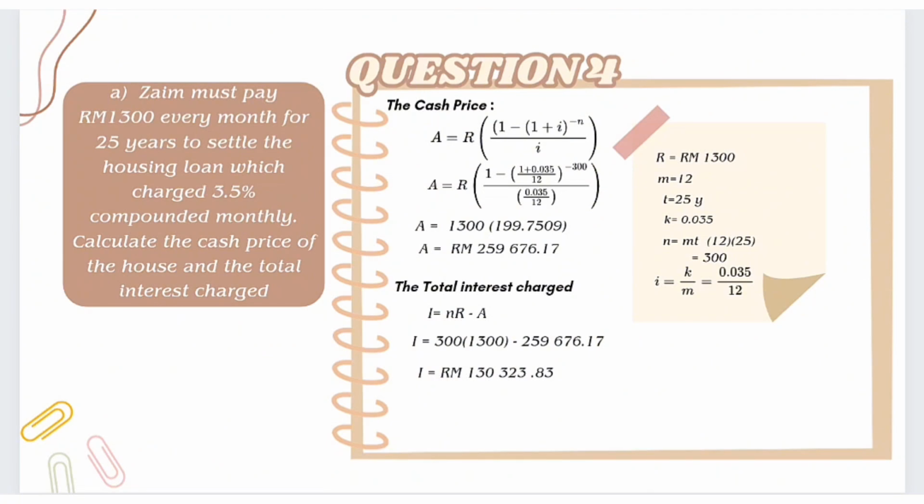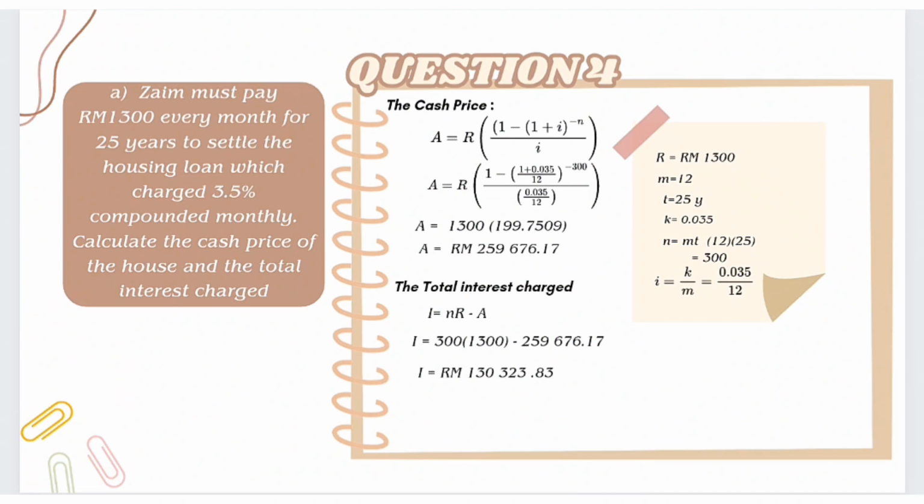So as you can see, I have listed all the things you need to find before proceeding with this question. Here R equals 1,300 ringgit, and then m is 12. Why is it 12? It's because it's compounded monthly, so the frequency will be 12. And then t will be 25, and then k is going to be 0.035.